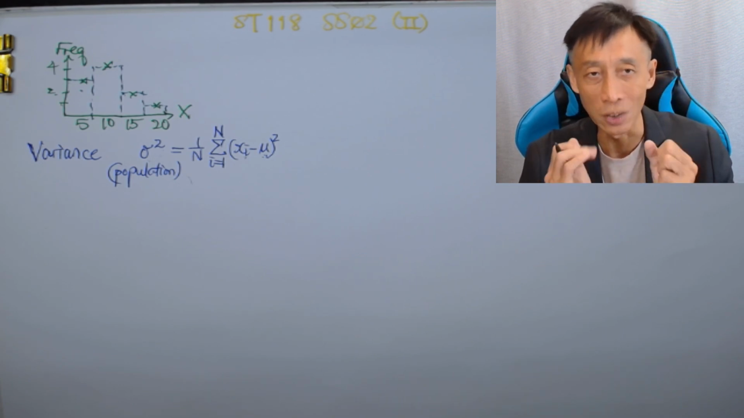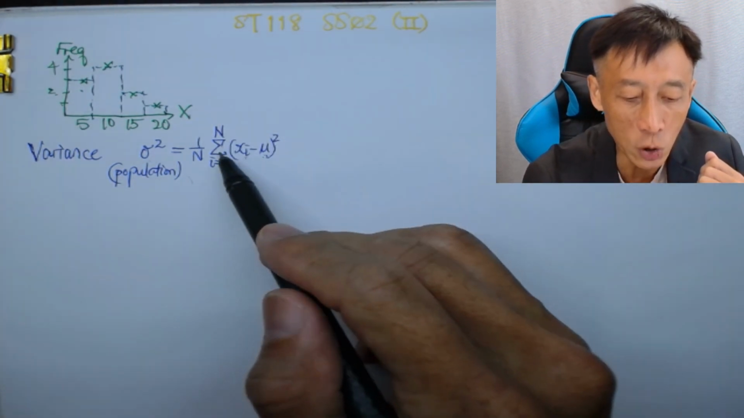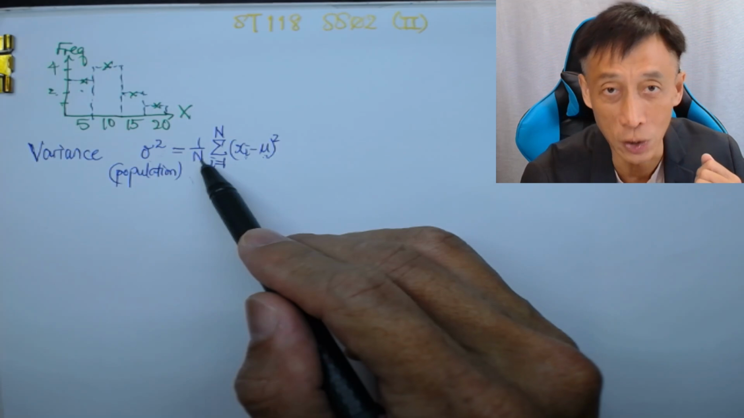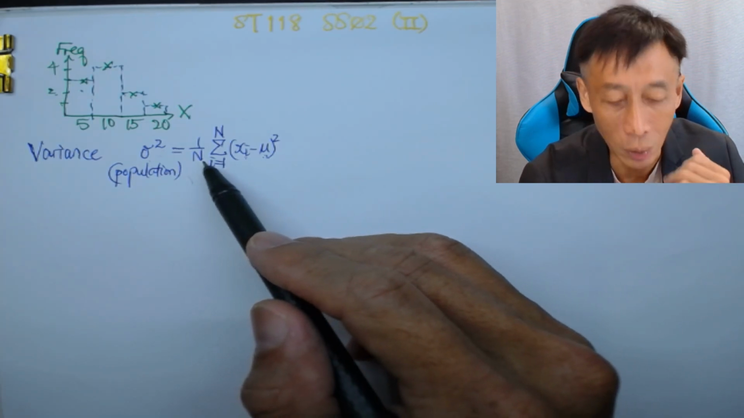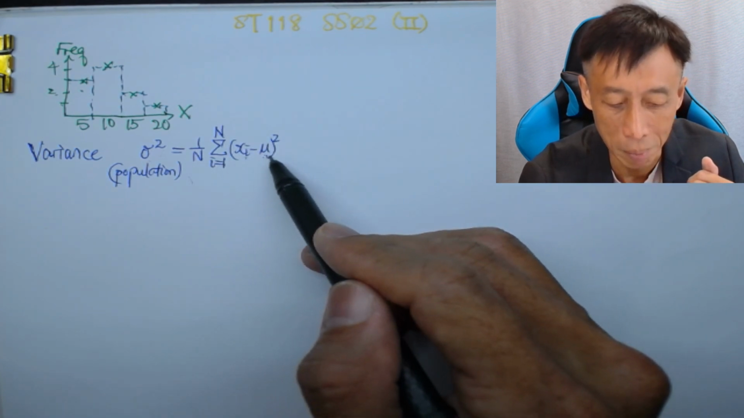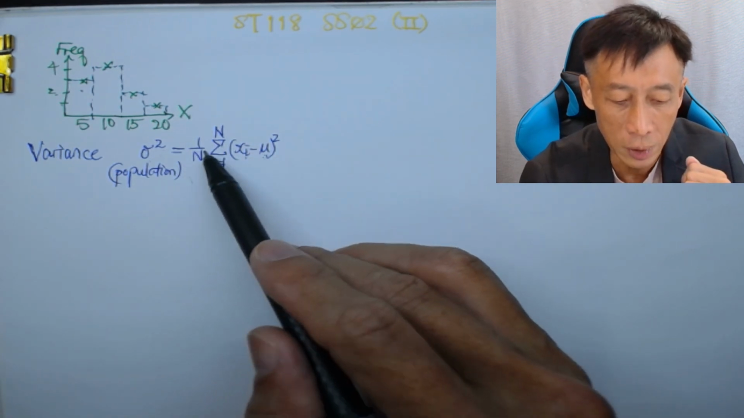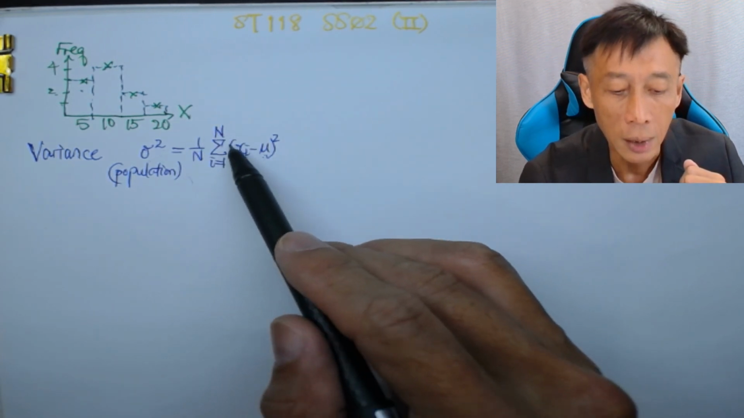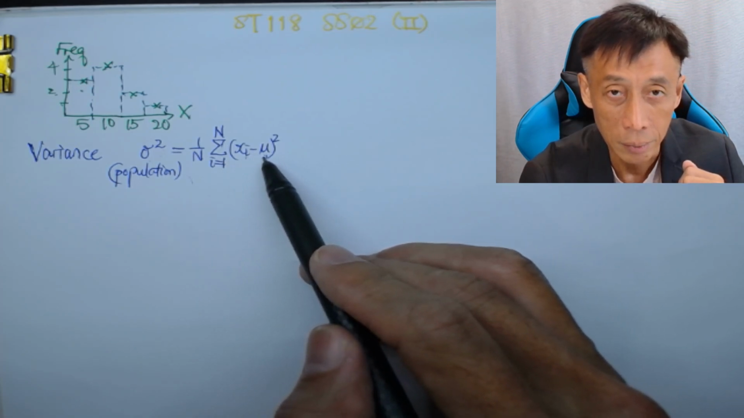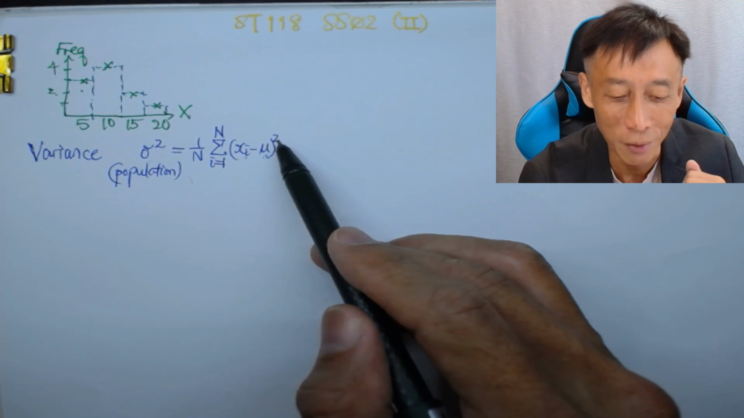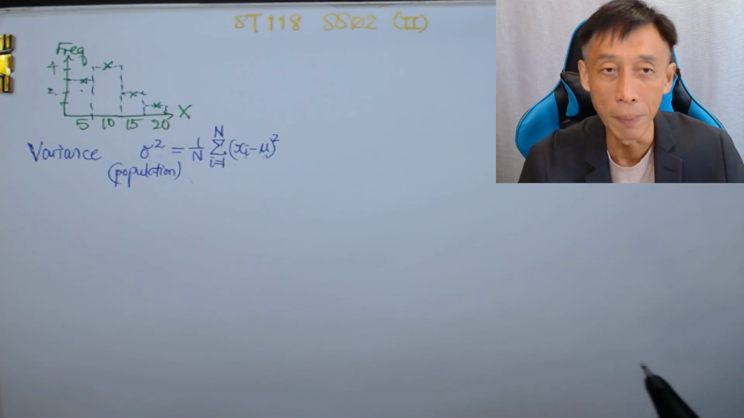Now remember, the square is just to remove the minus. Then once you have the squares, you want to take the average of the squares. That's all. So the average of all the squared differences from the mean is the variance. Let me say again: it's 1 over n, the sum from 1 to n. The average of the squared differences from the mean is the variance. That's all. Very simple.